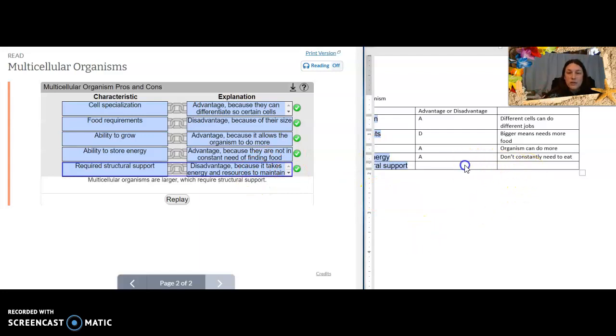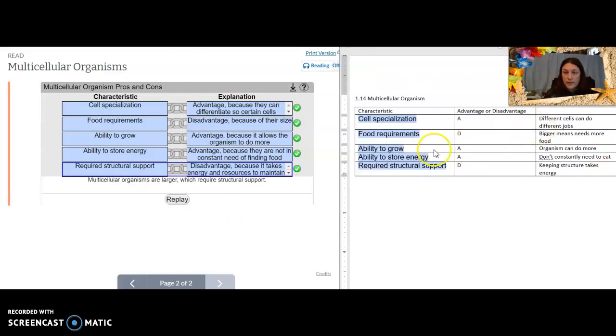Required structural support. That was a disadvantage because it takes energy and resources to maintain that structure. So keeping structure takes energy. And organisms want to conserve energy. They don't want to have to spend all their time eating. They want to conserve energy.